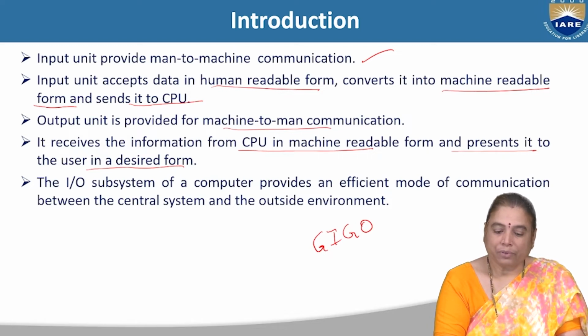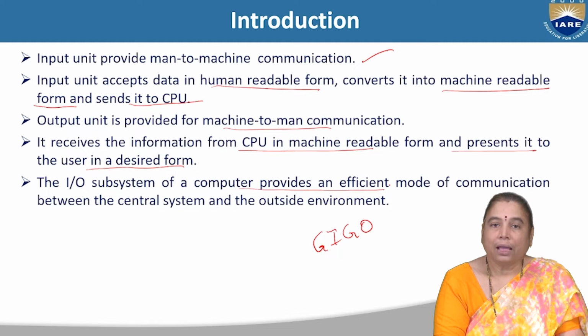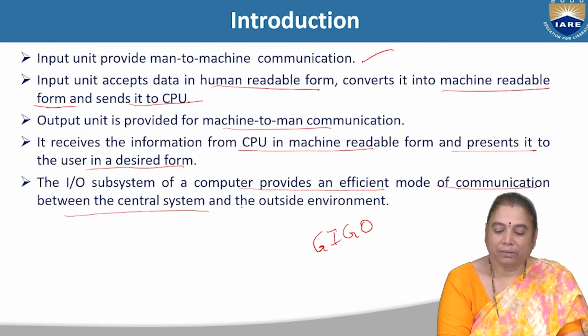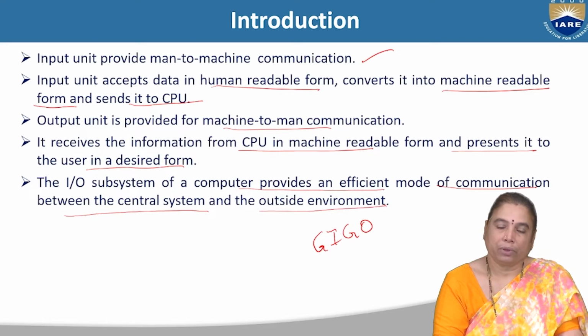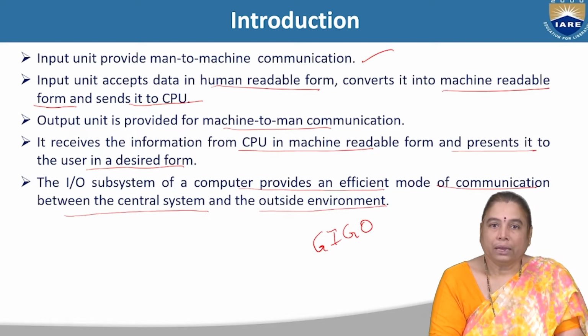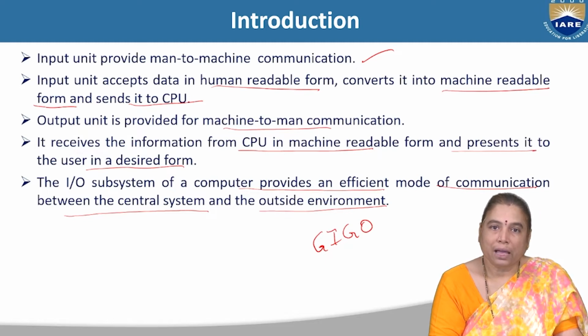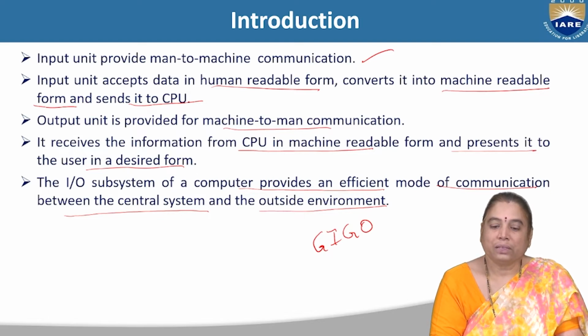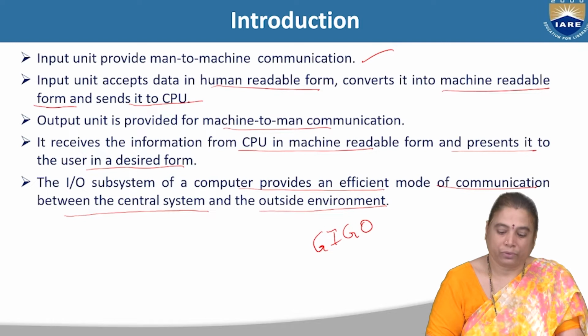The I/O subsystem of a computer provides an efficient mode of communication between the central system and the outside environment. Here the user interaction has to be possible with the input-output devices only. So the CPU or the computer can interact with the external environment by using these input-output devices.